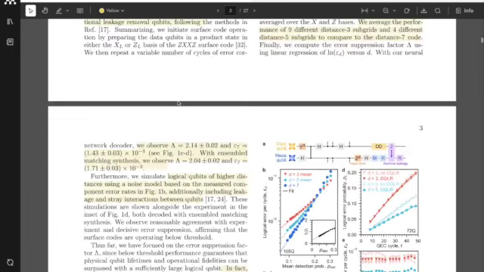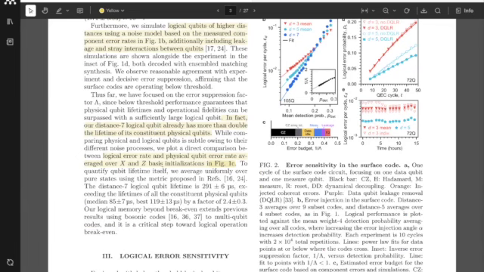So this is about this whole section, I think. I covered most of the things.